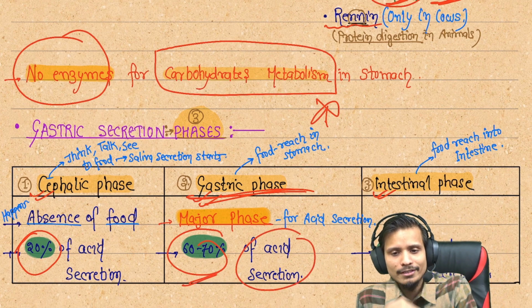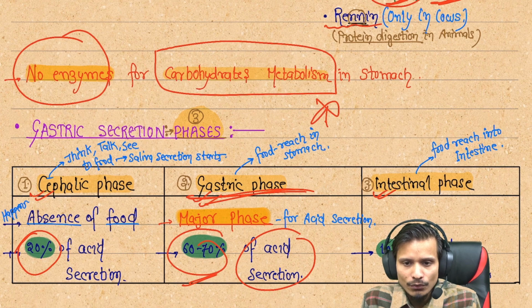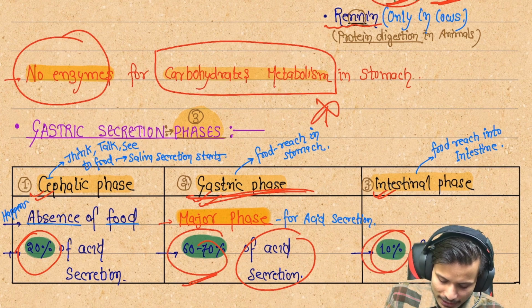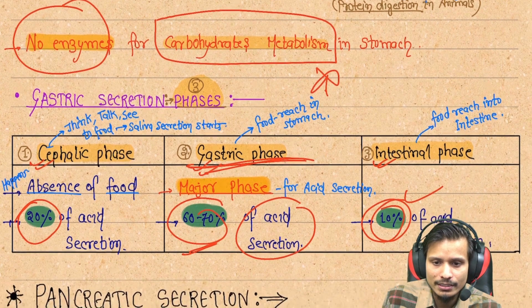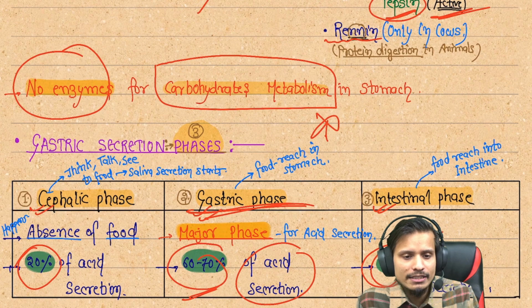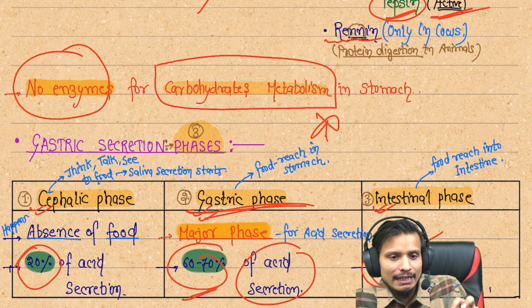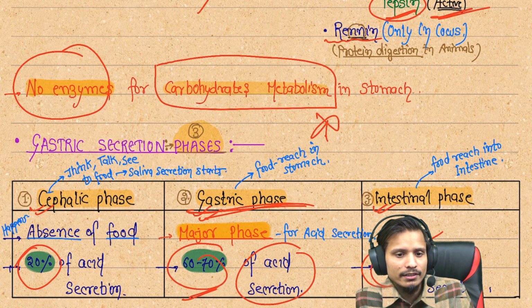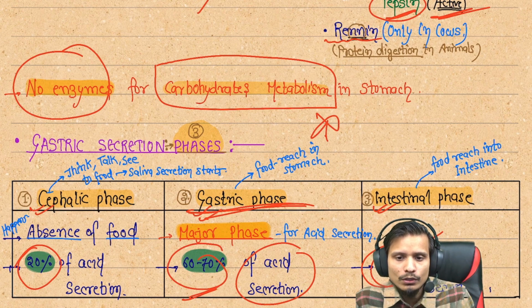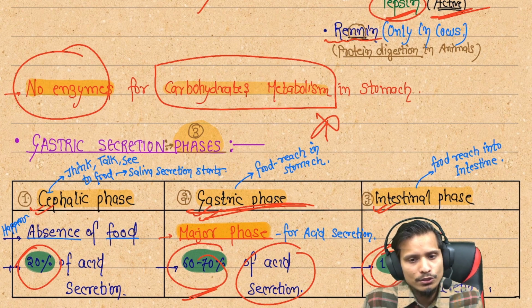Now what is the third phase? The intestinal phase. When the food reaches our intestine, 10% of the acid secretion happens from our gastric glands. So these are the phases of gastric secretion: the cephalic phase, when we are thinking; when food reaches the stomach; or when food reaches the intestine. These are the three main phases of secretion.